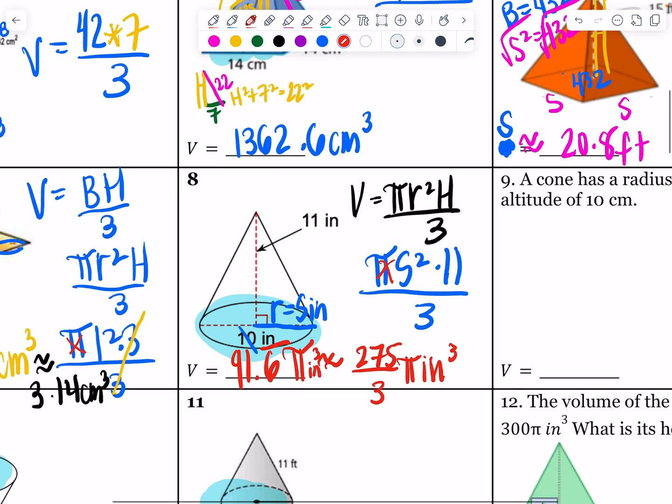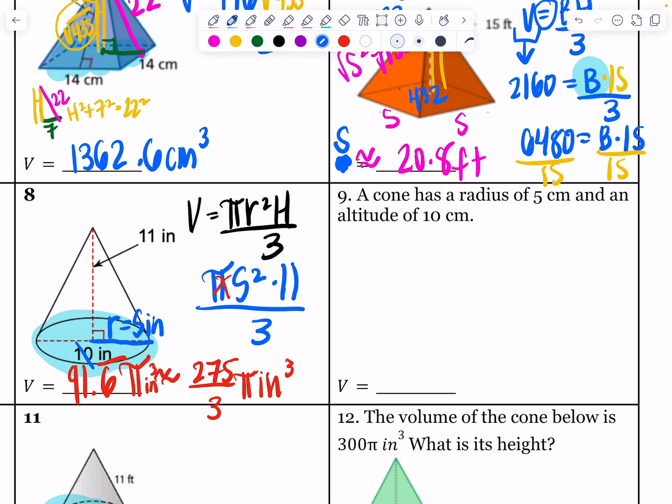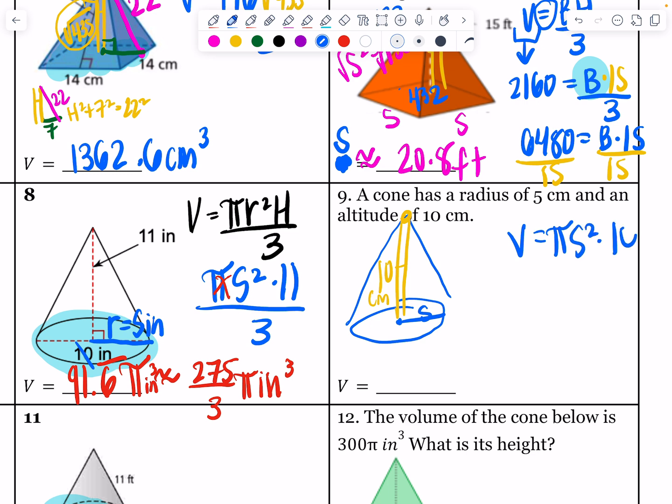Okay? All right, number 9, it does not have a picture, so if in doubt, you can always draw it out. It has a radius of 5, and it has an altitude, or an inside height, of 10. Altitude is that height on the inside, straight down from the top of the cone to the bottom of the cone. So we're just going to use our formula. Volume equals area of the base, pi r squared, times that height, divided by 3. So that's 5 squared, which is 25, times 10 is 250 over 3. That's going to be 83.3, but as an improper fraction, that's 250 over 3.